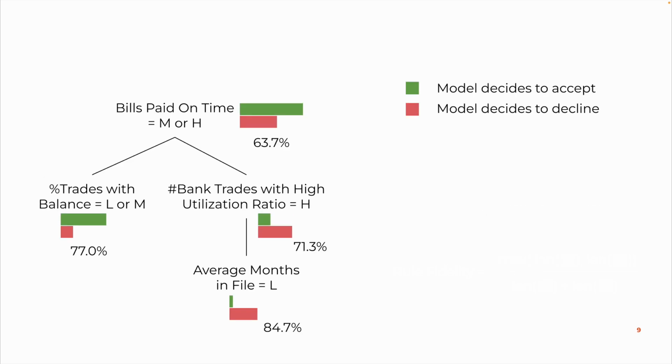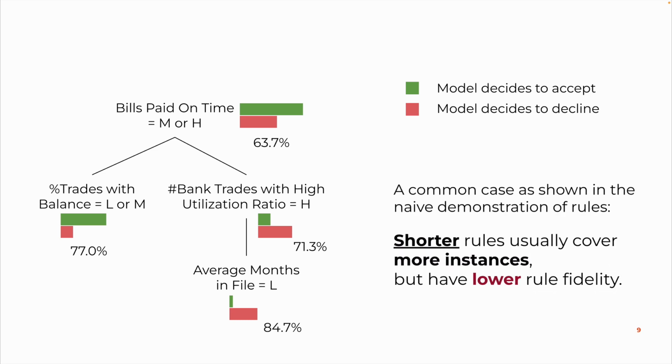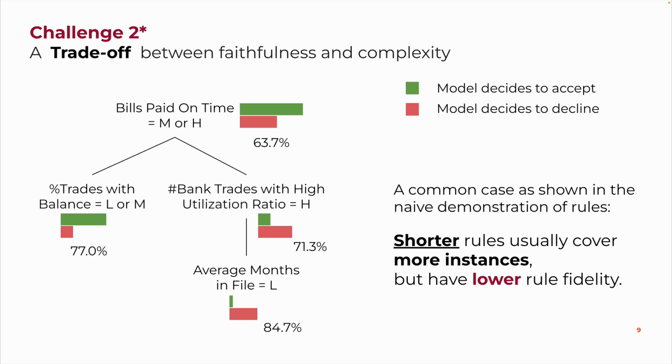After calculating the rule fidelity of rules with different numbers of conditions, unfortunately, we can see a really common case. Shorter rules are easier to read, but usually cover more instances with lower rule fidelity. So the second challenge here is not just about longer or shorter rules. It's actually a trade-off between faithfulness and complexity.